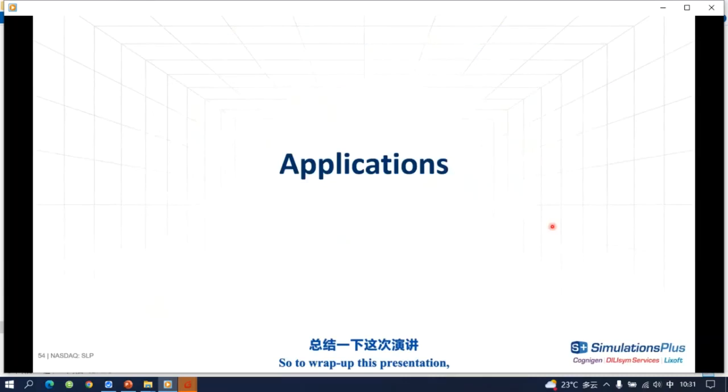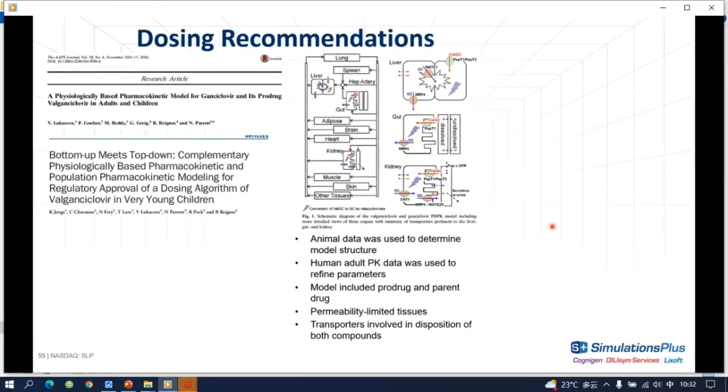So to wrap up this presentation, let's take a look at some of the additional applications where we're using this complete PBPK model framework, complete models already incorporated for pediatric applications. And a couple of these examples actually do state that they were used for regulatory applications. The first of these examples, and again, it's about 6 years old now.